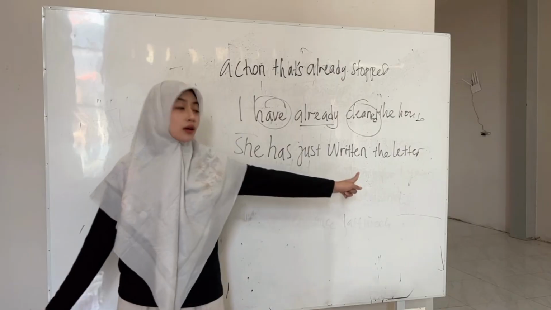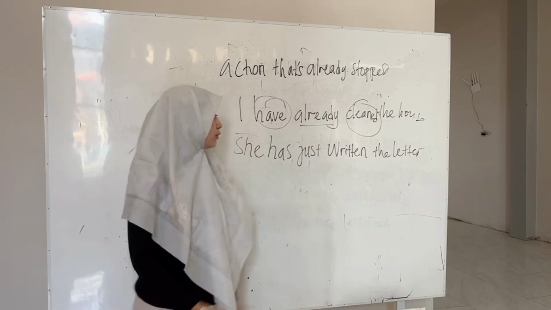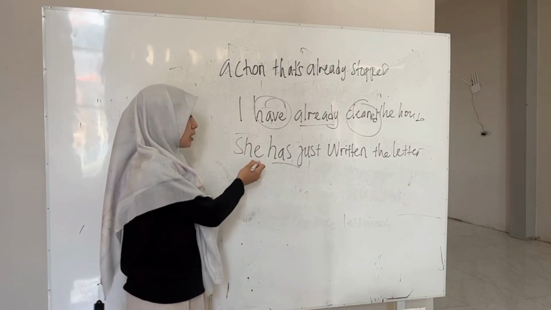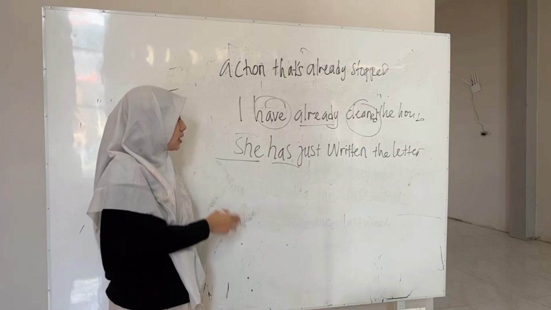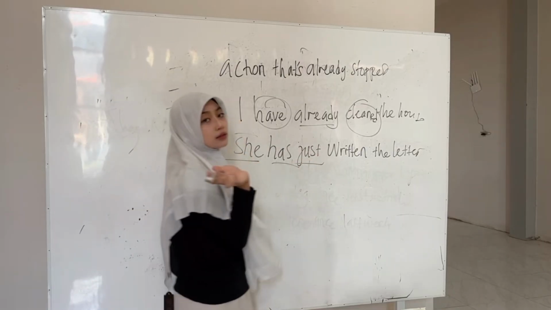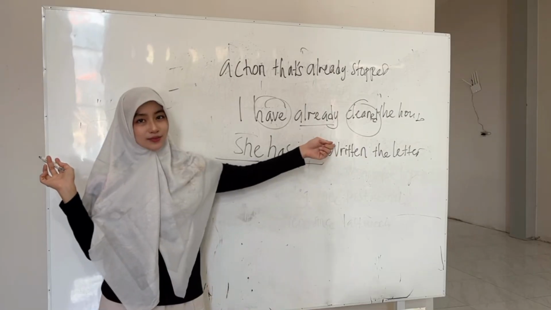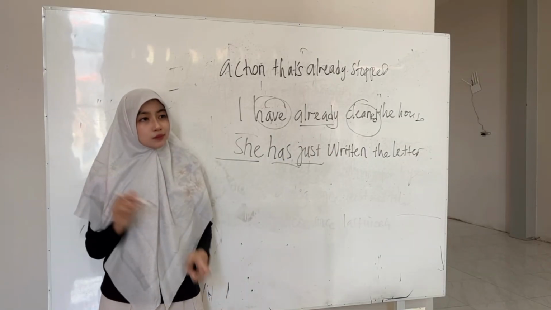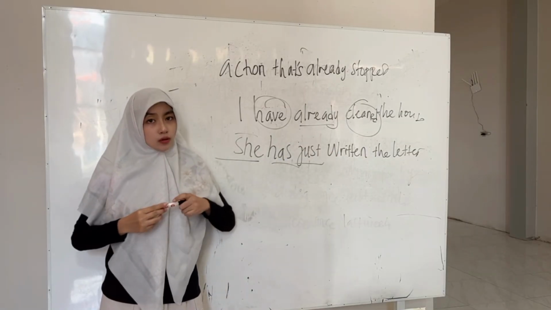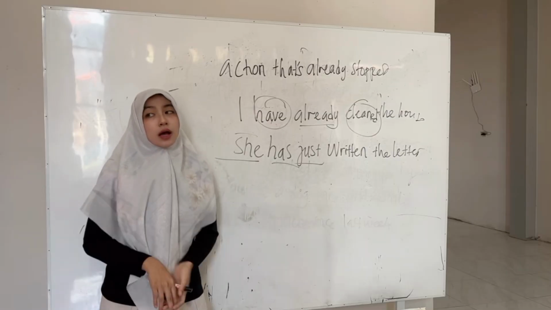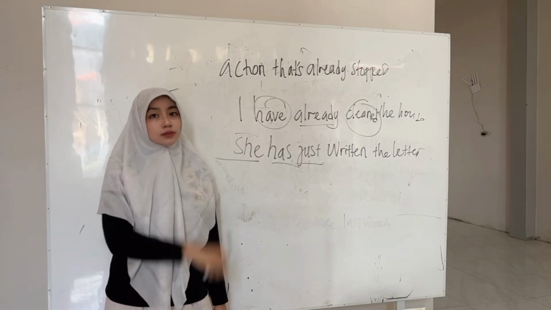She has just written the letter. We use has for the subject. She, he, it, and we can use just, and we use verb 3 or past participle. Another example. I have opened the door. I have just opened the door. I've just closed the door.